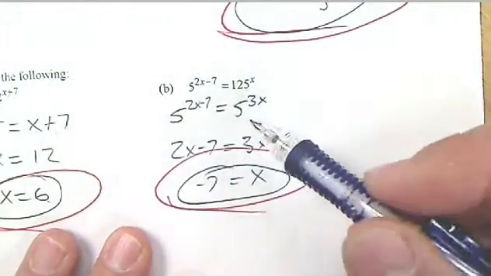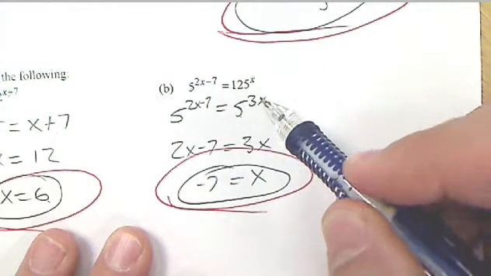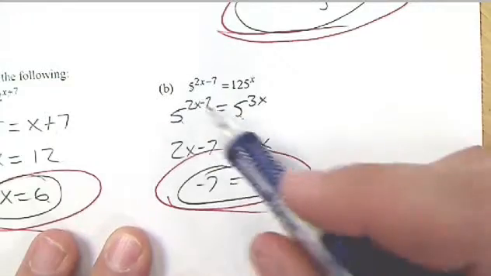The bases are not the same, but I can make them the same by saying 125 is 5 to the third. The x is still there. Now the bases are the same, the exponents must be the same.